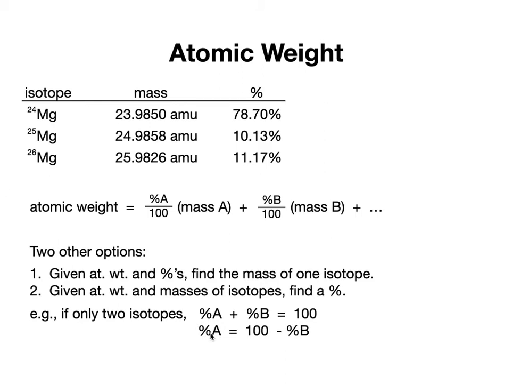Okay, so I can make this one equation one unknown, okay? Let me show you what I mean. If I know the atomic weight, if I know the mass of both of the isotopes and I just have 2 isotopes, I could call this percent B and I could call this 100 minus percent B, right? Or I could call this X, right? And this would be 100 minus X because the percents have to add up to 100. What does this give me, class? This gives me one equation, one unknown, right?